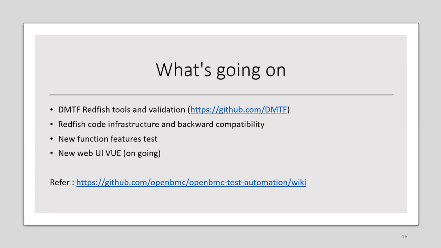Like I said, the web UI is going. So these are the major activities that are going on. And we maintain a wiki there in OpenBMC test. We update it now and then to tell about when a release is happening and when we are branching out, plus what code is going on. Just a brief description about it. And these are the main things going on right now.